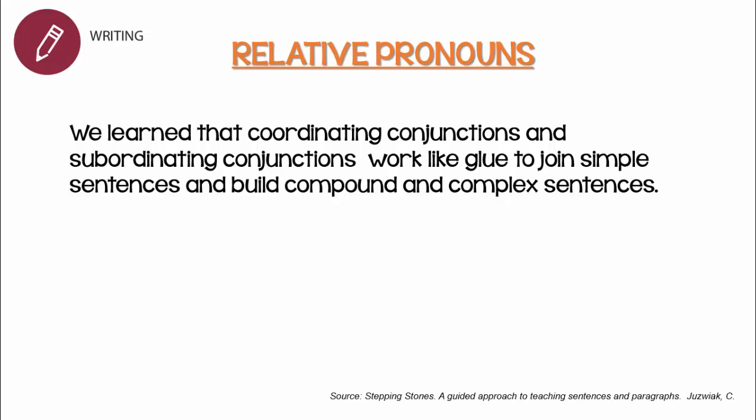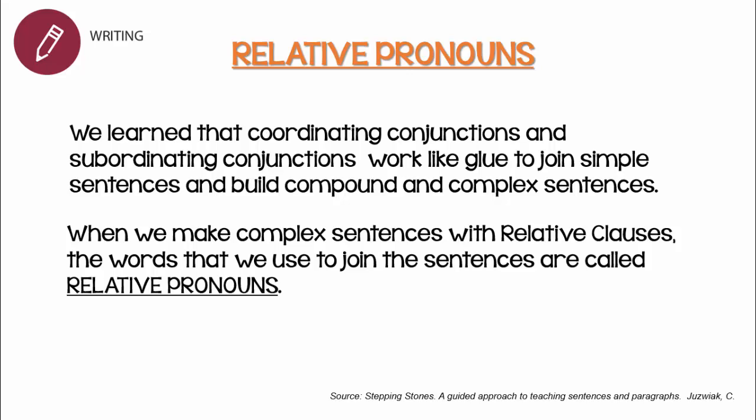We learned that coordinating conjunctions and subordinating conjunctions work like glue to join simple sentences and build compound and complex sentences. When we make complex sentences with relative clauses, the words that we use to join the sentences are called relative pronouns.